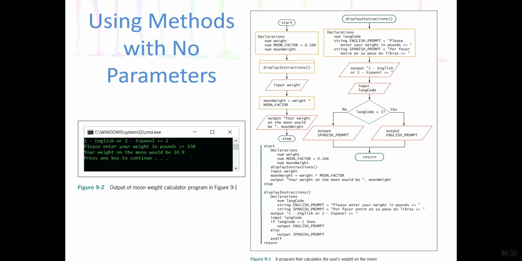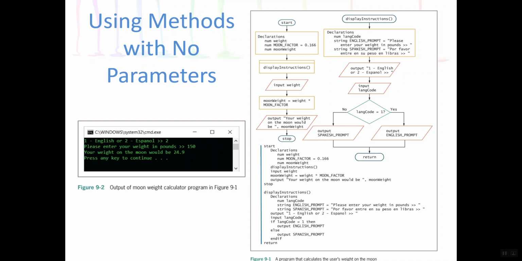This particular program calculates an individual's weight on the moon. So we basically get started by asking the user to enter their weight in pounds, and we take that weight and we convert it to a moon weight and then output the equivalent moon weight. So very simple program. And technically this program is pretty small. It could all be written in main.